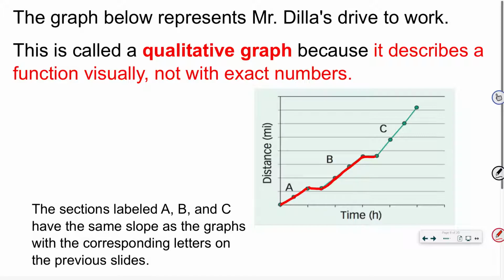He stopped, and then what happened? He went faster. And then he got on the highway. So we're putting together all the factors of this qualitative graph.